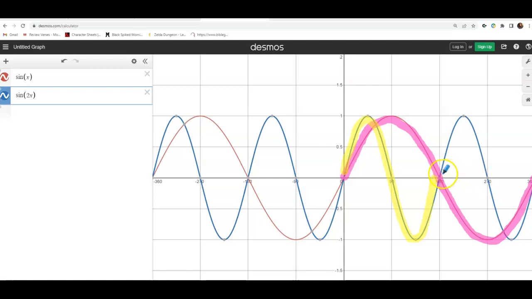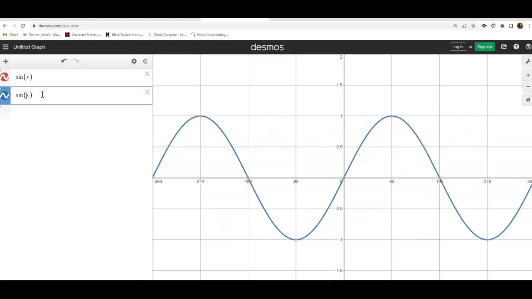In other words, the function will now repeat its cycle in faster intervals. So whenever you multiply your x by a number that's bigger than 1, it's going to compress your graph and make the period shorter. But what happens if you multiply the x by something less than 1, like let's say a half?